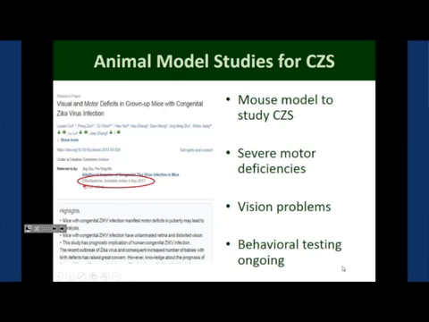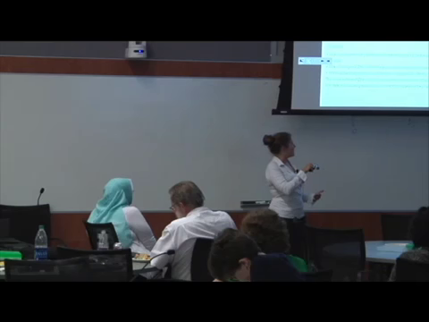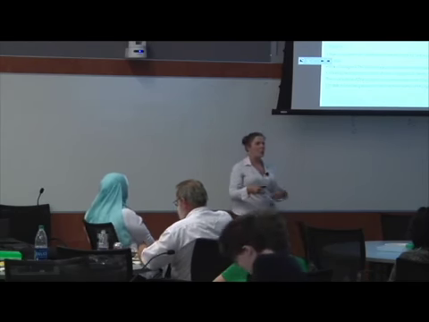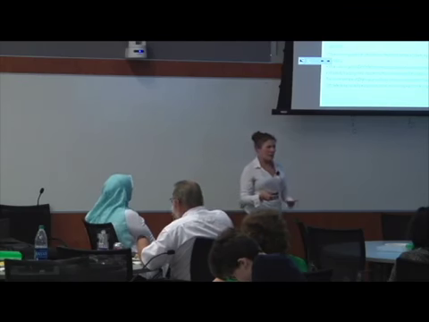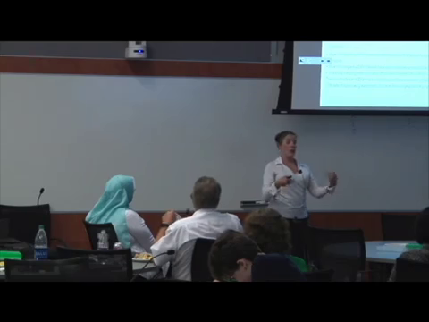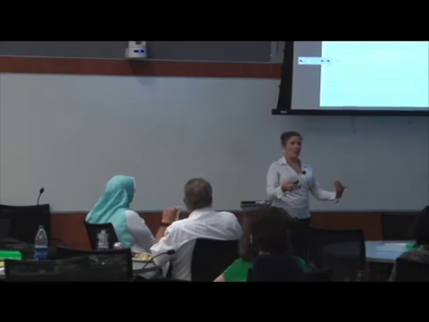What they found was that the pups born to Zika-infected mice had severe motor deficiencies and vision problems. Their behavioral testing is ongoing, but I found they've published some of the raw data on ResearchGate, and it seems they've got a lot of behavioral abnormalities as well. They seem to be more prone to anxiety and maladaptive behaviors. So that's not promising, but this is a mouse model, so we can hope that it won't hold up for humans.